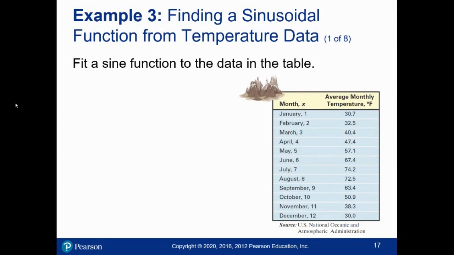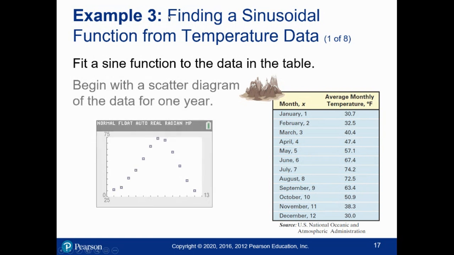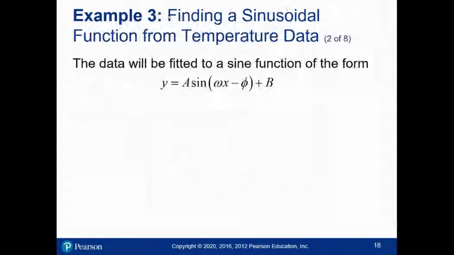Okay, so finishing off chapter 6, suppose I have a chart of data and I think it's modeled by a sinusoidal function. Can I find out what that function is? Can we fit a sinusoidal function to the data in this table? Well, let's check. A scatter plot suggests maybe, yeah, this could look like a sine function. So let's pretend it is, okay?